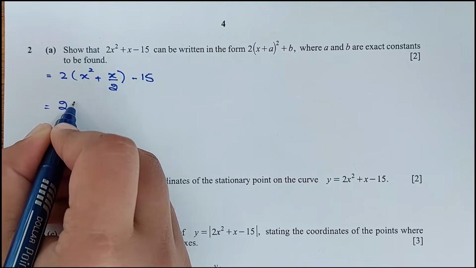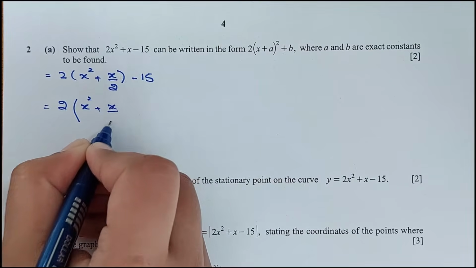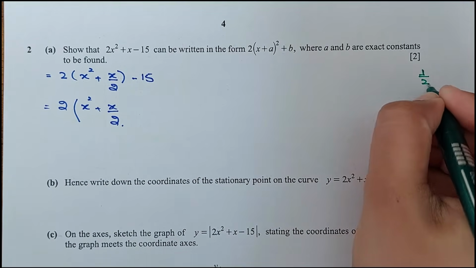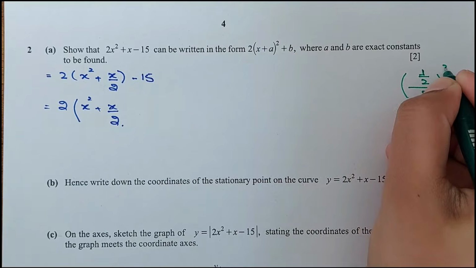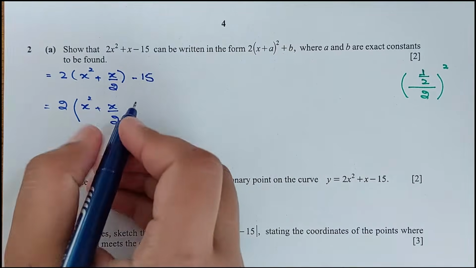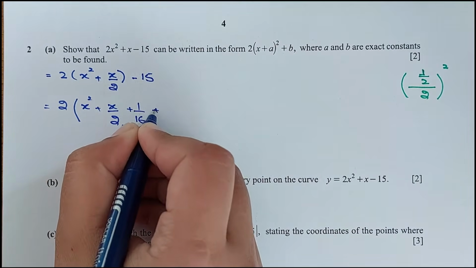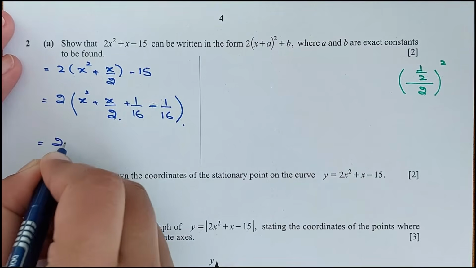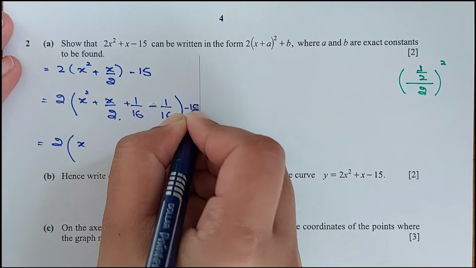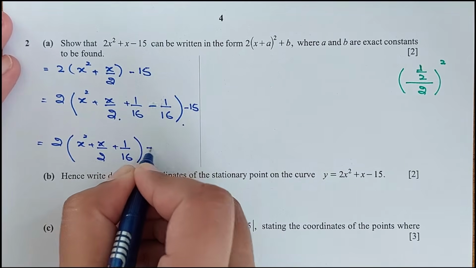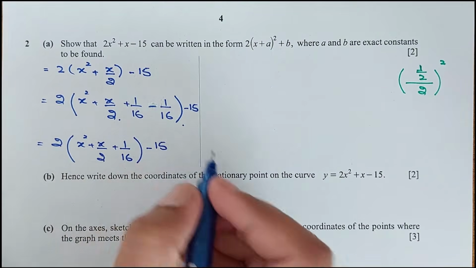In the next step we have x squared plus x over 2. Now we take the coefficient of x, which is 1 by 2, divide it by 2 and take its whole square. So 1 by 2 divided by 2, squared, is 1 by 16. We add and subtract 1 over 16 inside the bracket. Now let me combine the first three terms: x squared plus x over 2 plus 1 over 16, minus 15 as it is, and minus 2 over 16.